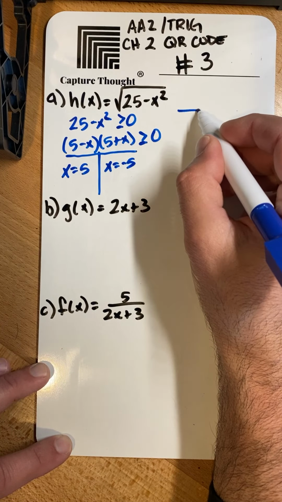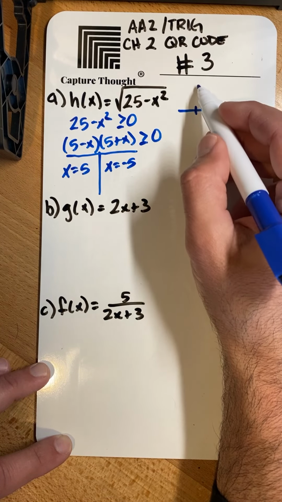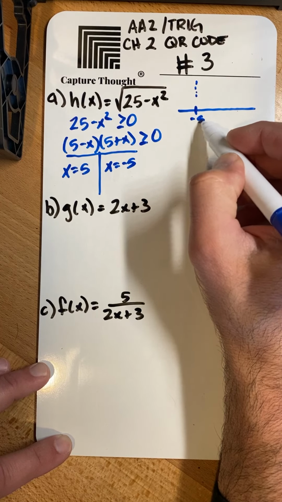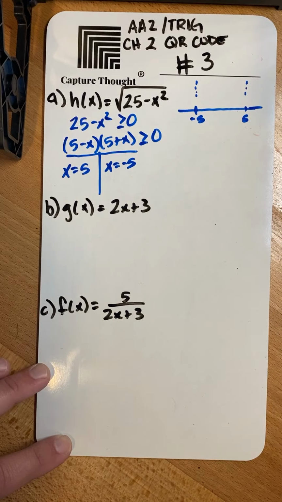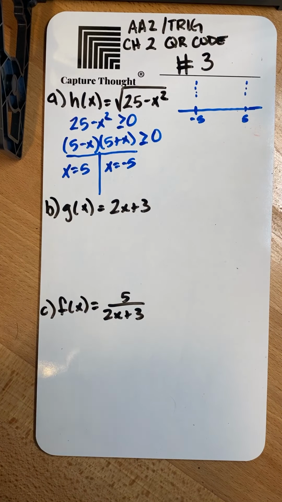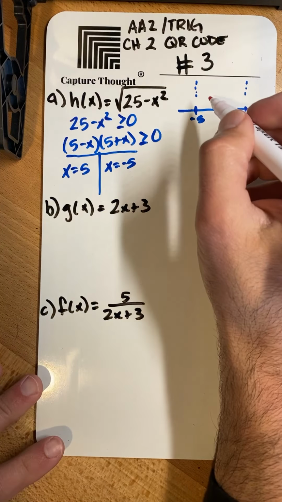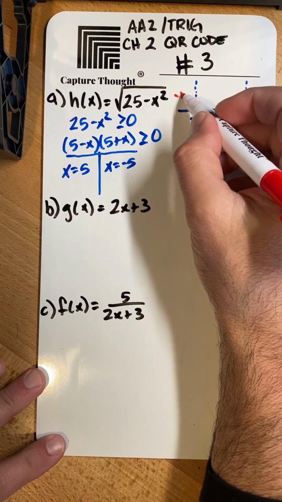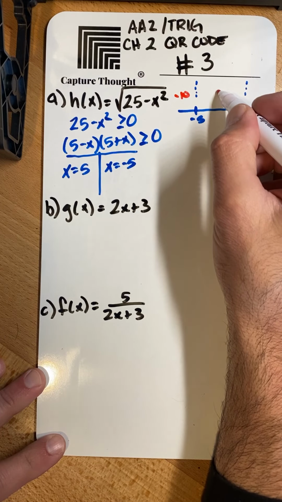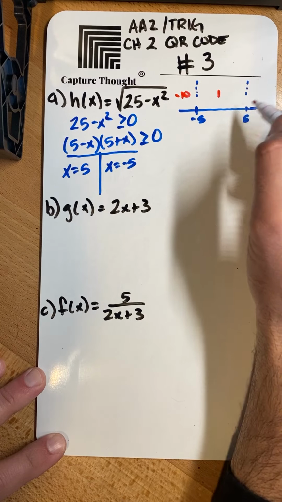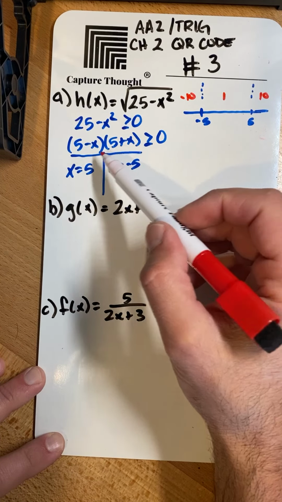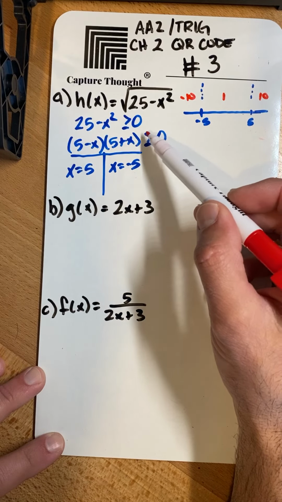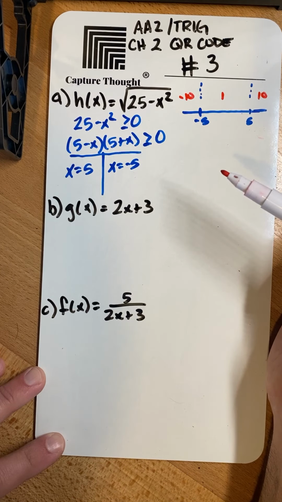So if I consider for a moment the number line, and this would be negative 5, and this would be 5, I can see I got 3 different areas here that I could test. So I want to test a number to the left of here, like negative 10. I'll test a number in the middle, like 1, and then I'll test a number to the right, like positive 10, and I'll plug these into my function and see whether or not they create a number that's greater than or equal to 0.